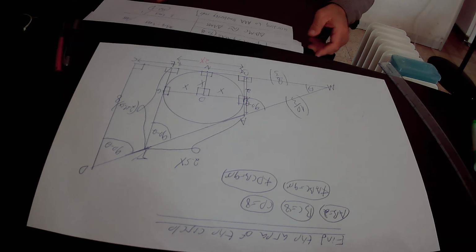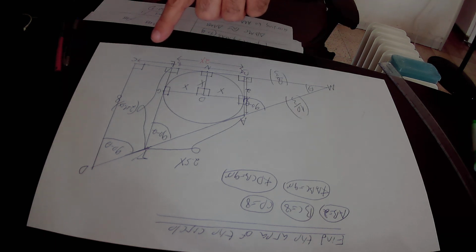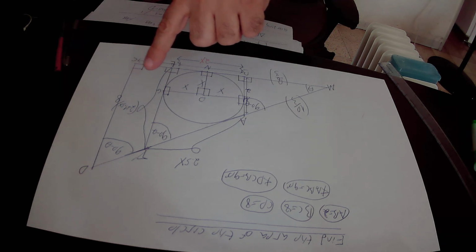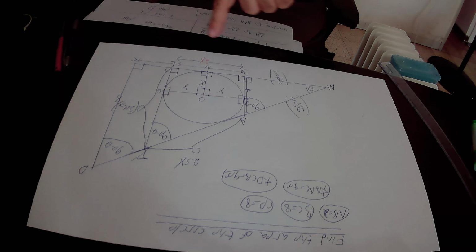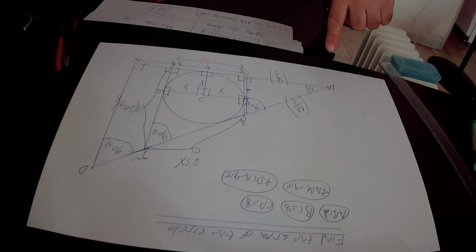So first of all, we did a construction. We extended side DA and side CB until they touch each other at a point. We define the touching point of the two extended sides as point M.